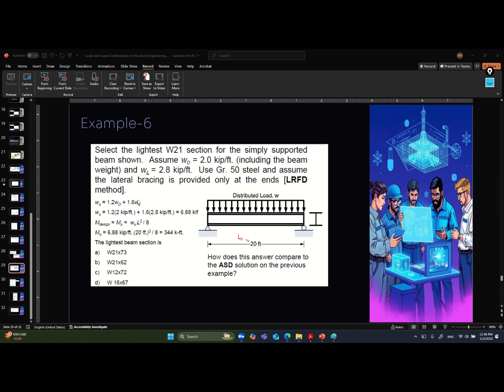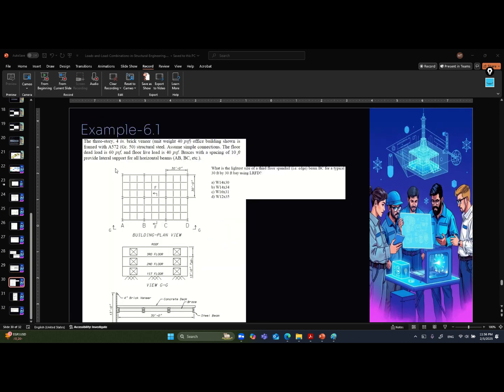Question 6 is also an easy one. He tells you to select the lightest section. Here, when he mentions explicitly the LRFD method, you will have to use 1.2 plus 1.6. He tells you to assume including the beam weight, so you no need to consider the own weight or to repeat it again after discovering the lightest section to recheck again. He tells you the force includes all the beam weight also. Okay, let me see this one. That is another one.